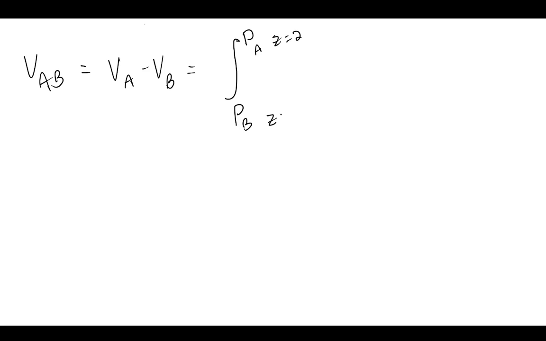So let's set up that integral for part B, where we have potential A with respect to B, and point A is going to be z at 2, and point B is z at minus 4.